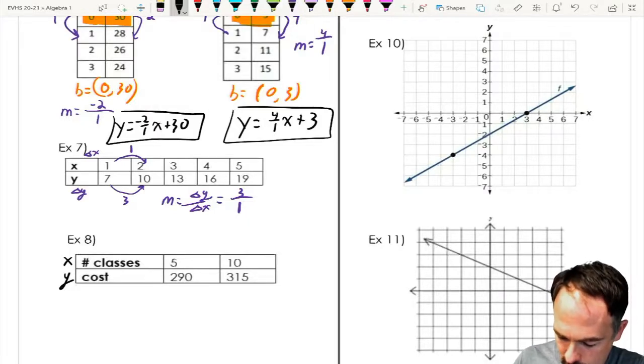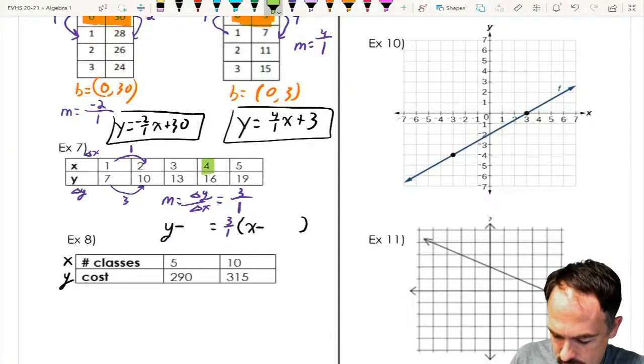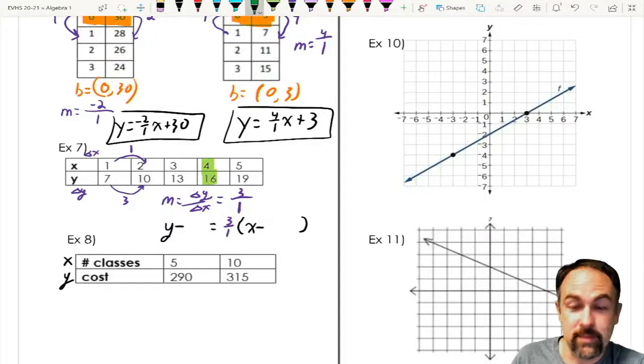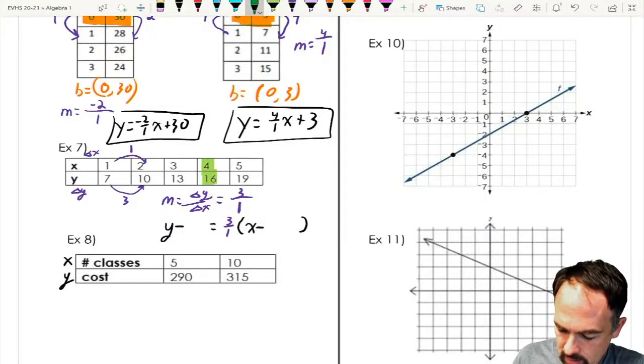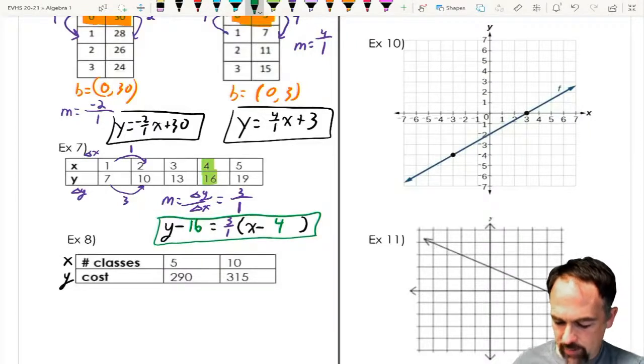Now for my point slope formula, where y minus y1 equals m times x minus x1. Remember, my m goes before the parentheses, so I got 3 over 1. And now pick any point. It doesn't matter which one, okay? I'm going to pick this one. Why that one? I don't know. I just picked one. It does not matter. My y coordinate there is 16, so it's going to go there. X coordinate is 4, and it goes there. And there are no negatives to muddy the thing up, so there we go. Y minus 16 equals 3 over 1 times x minus 4.